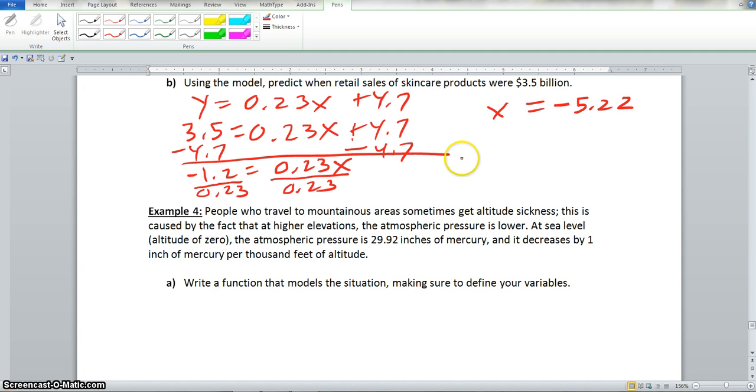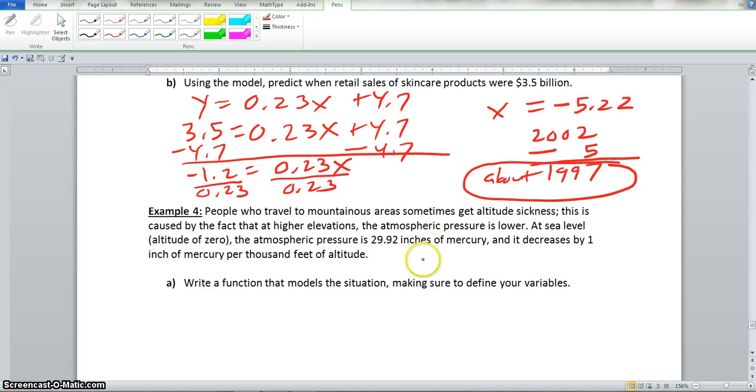So what we need to do is, this is approximately negative 5. So we'll go back to our beginning time, which is 2002, and subtract 5. And that will give us approximately 1997. So our final answer here would be about 1997.